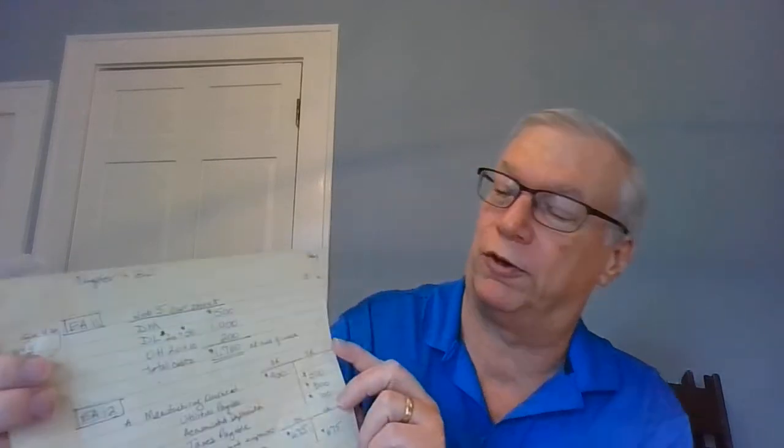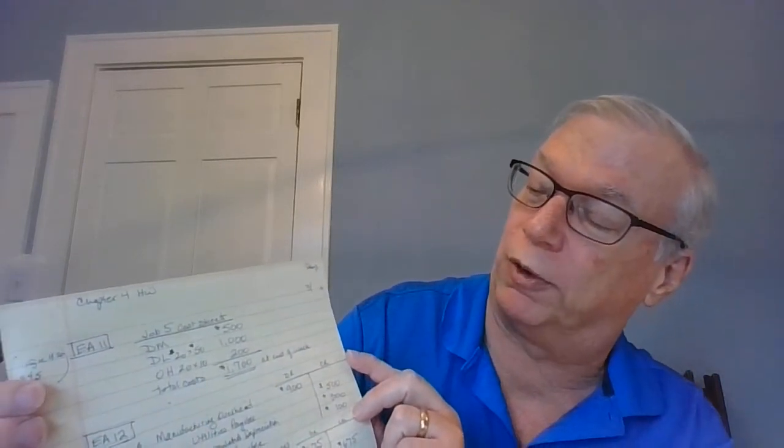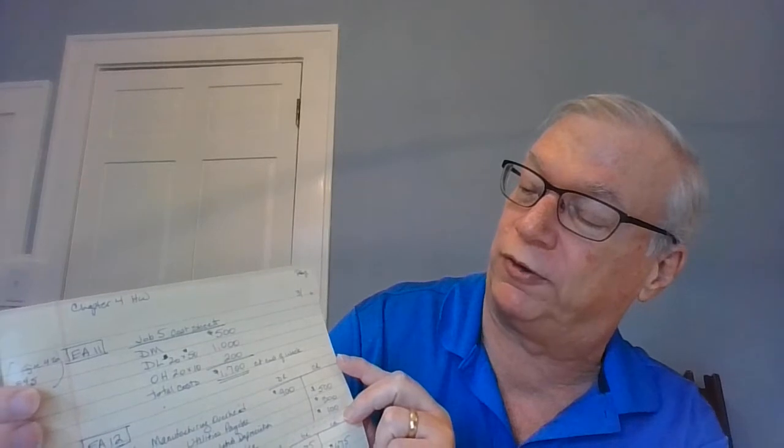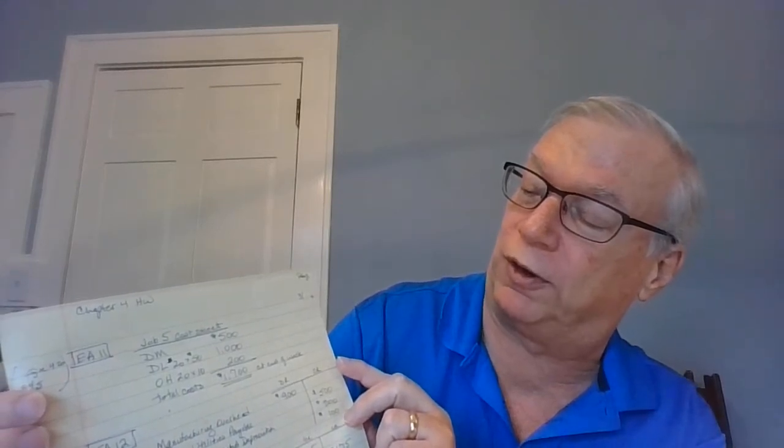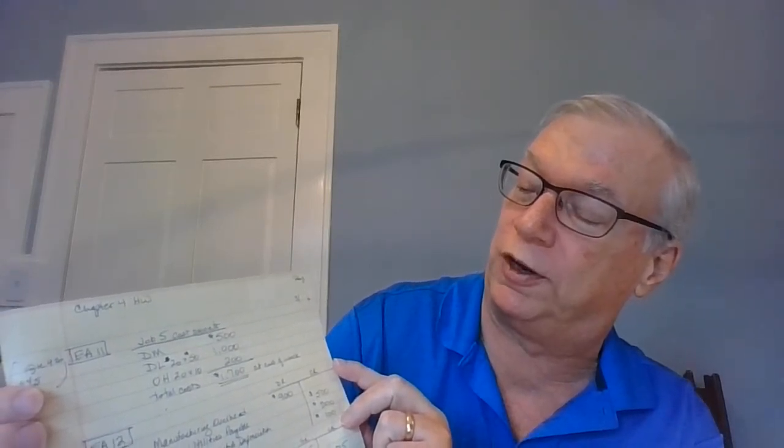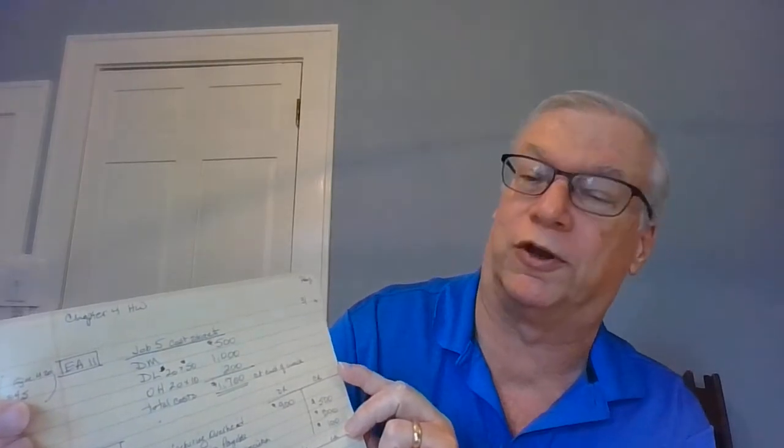So job cost sheet is pretty simple. You've got direct materials of 500. You've got direct labor 20 times 50 for 1,000. You've got overhead 20 times 10 for 200. That gives you total cost of $1,700 at the end of the week.